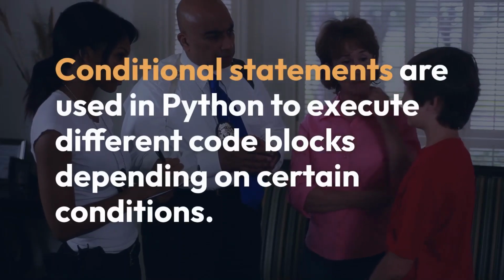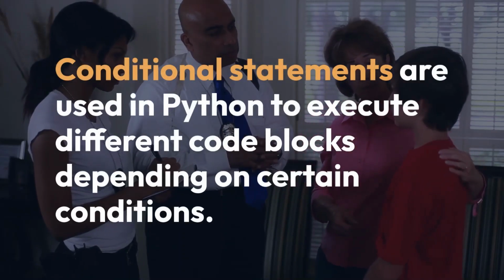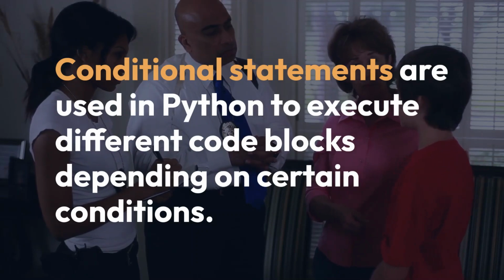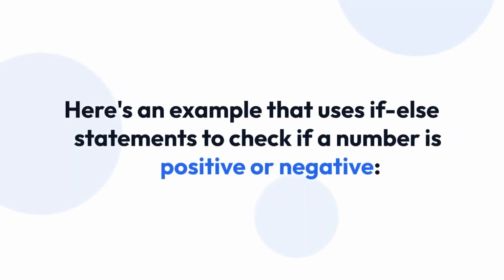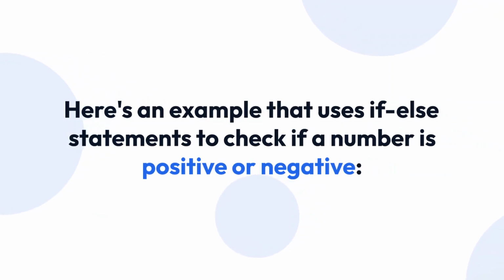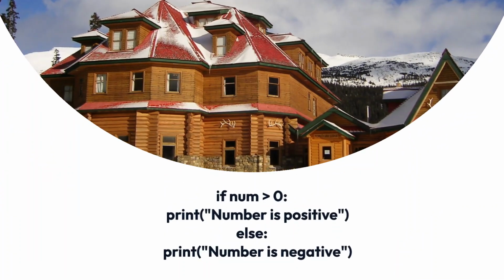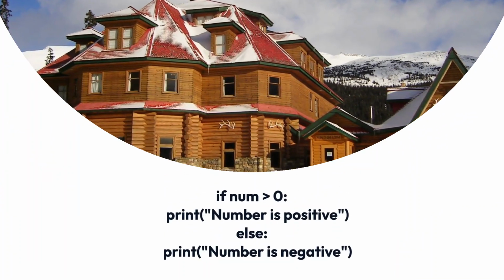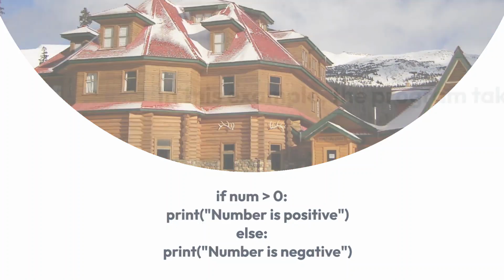Conditional statements are used in Python to execute different code blocks depending on certain conditions. Here's an example that uses an if-else statement to check if a number is positive or negative. If number > 0, print "number is positive", else "number is negative".